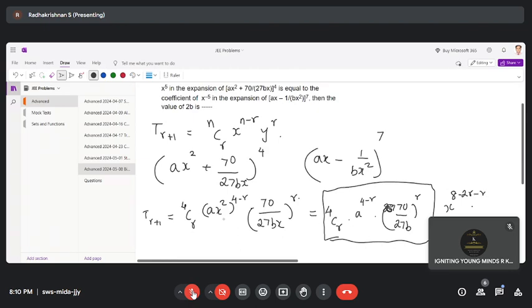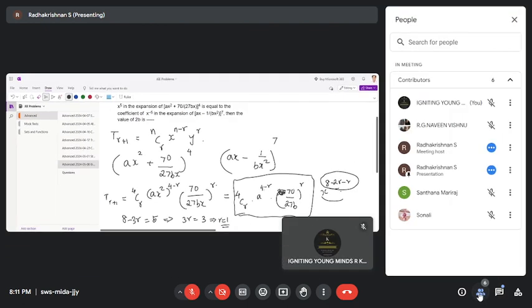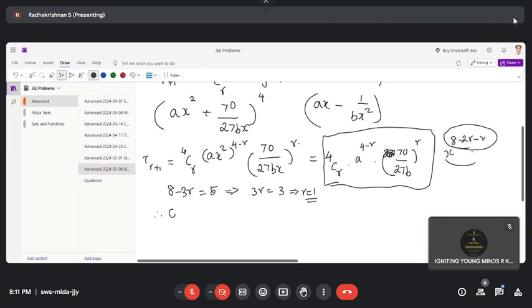Okay. So this is the expression in its simpler form. This is how you write it: you take all the x terms separately and all the other terms separately. This is what you equate to 5. Like Sonali said, 8 minus 3r equal to 5. It gives us 3r equal to 3, or r equal to 1. Now you put r equal to 1 in this expression and you get the coefficient. So 4C1 a power 4 minus 1 into 70 by 27b to the power of 1. That's all.